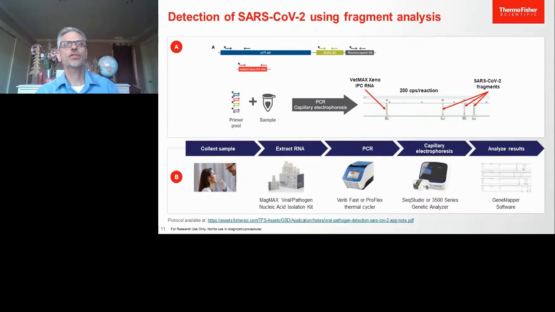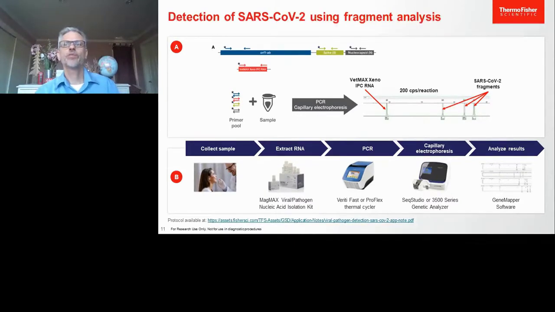And then after RNA extraction, an RT-PCR step is performed with fluorescently labeled primers. And at the end of this, the fluorescently labeled fragments that have been amplified are identified on the CE. And the size of the fragment and the color of the fragment encodes data about which amplicon is being detected. And the data can be analyzed via a software such as GeneMapper from Thermo Fisher.